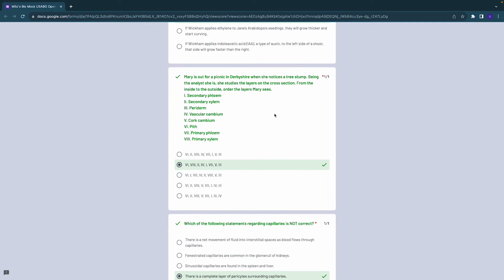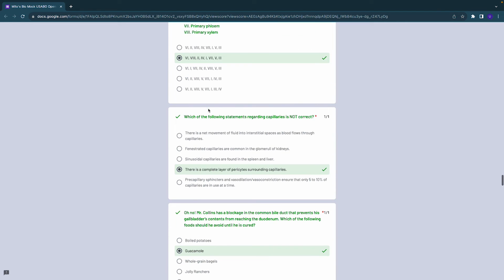Okay, yeah, and then this one's just a pretty straight up look up a picture of what the cross section of a stump or a plant would look like. In this case, it's a plant with secondary growth, so it would be something woody. You start with the pith in the middle, and then you basically just go primary xylem, secondary xylem, vascular cambium, and then primary phloem, secondary phloem, and then you get the periderm. So, yeah, or the cork cambium and the periderm.